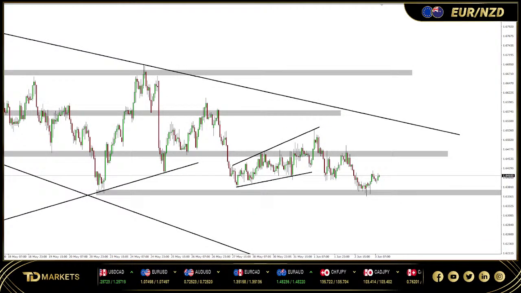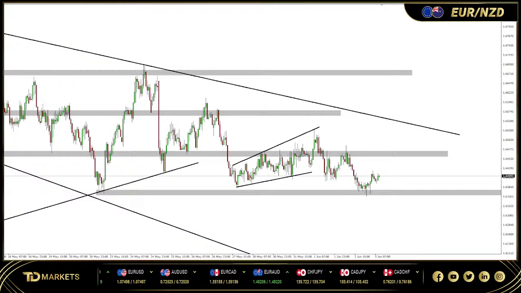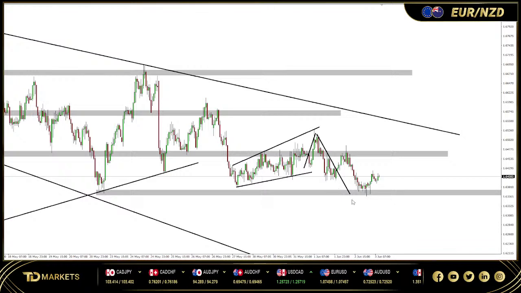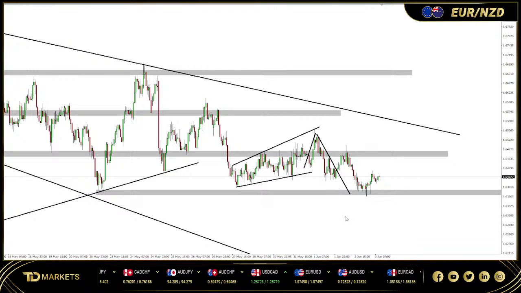And Euro NZD, we also went over this one and it played out exactly how we discussed it. We were looking at this going back to the top again and then coming back down. So it did exactly that, completed that corrective structure. We see a leg to the downside, so the overall structure is now bearish.